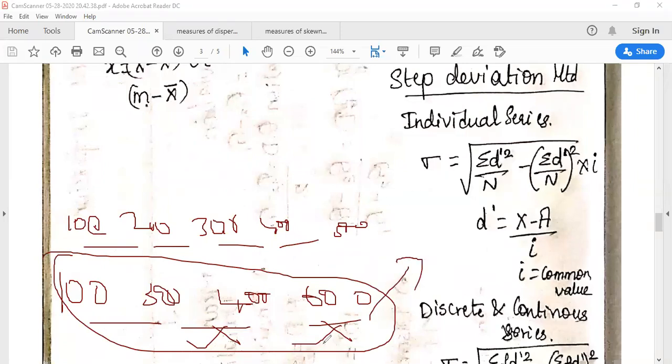This cannot be followed here. Only if the data has the same gap or same difference between the numbers will you be able to apply the step deviation method.